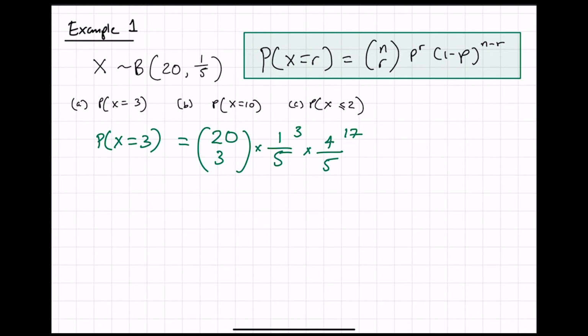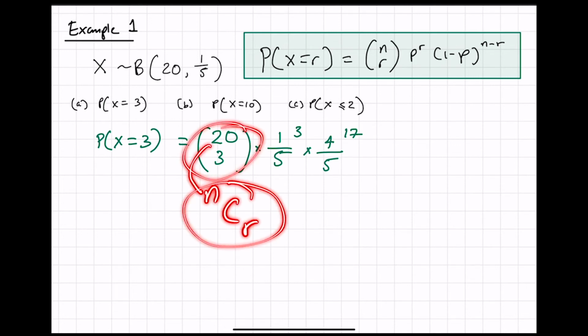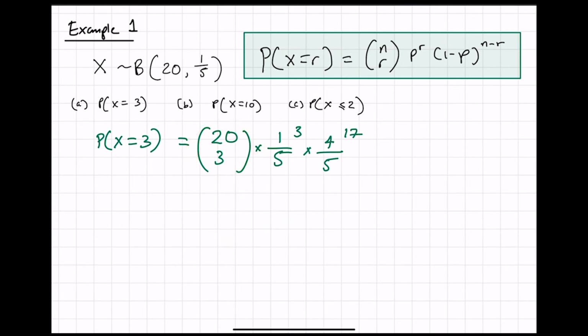Just in case you're stuck, this is known as the choose function, the nCr function on your calculator, which you should have. So the 20 is the n, and the r is the 3. So you can just write that in, even in case you were stuck with that.